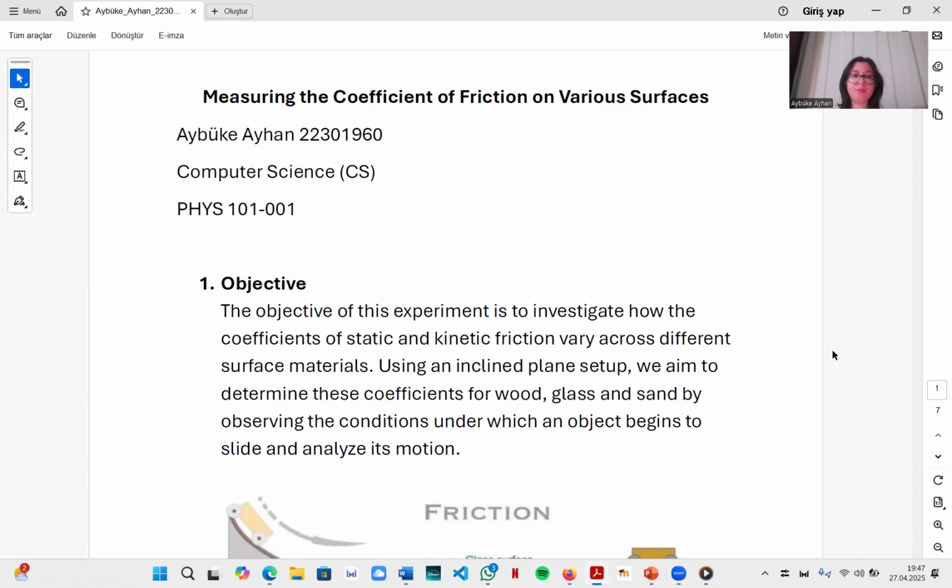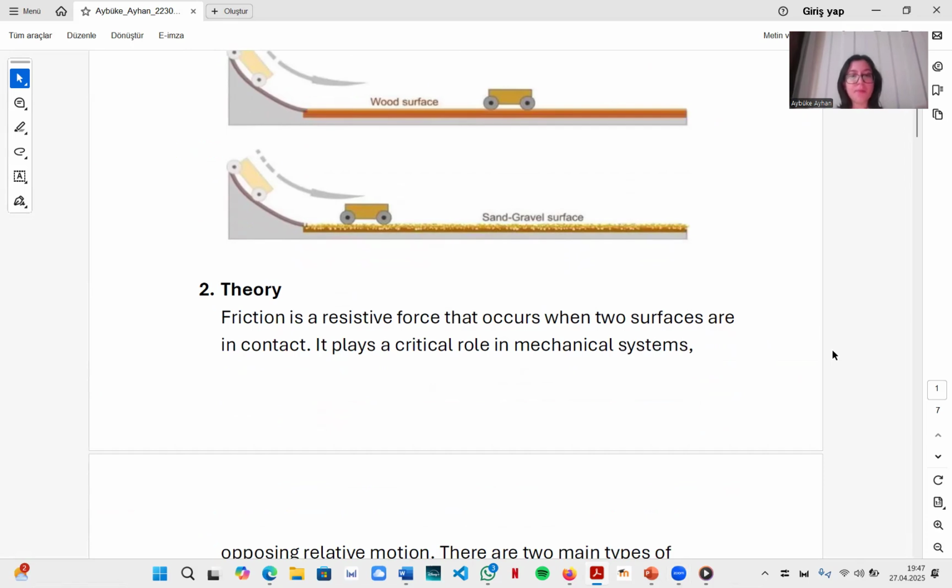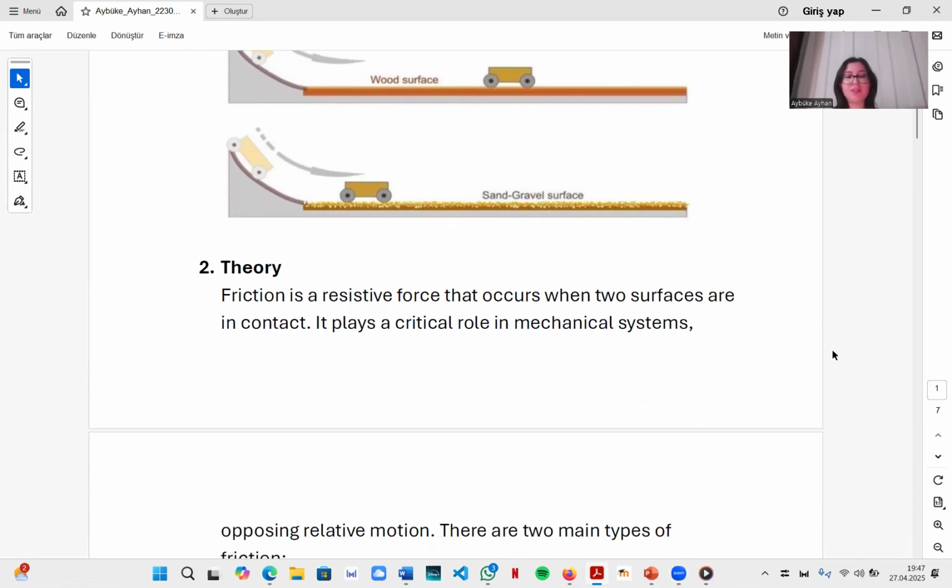In theory, friction is a resistive force that opposes relative motion between two surfaces. Static friction must be overcome to initiate motion, while kinetic friction acts once the object is already moving.